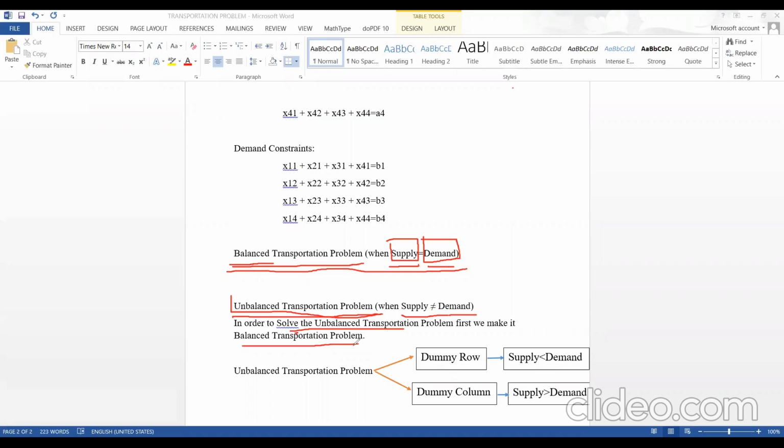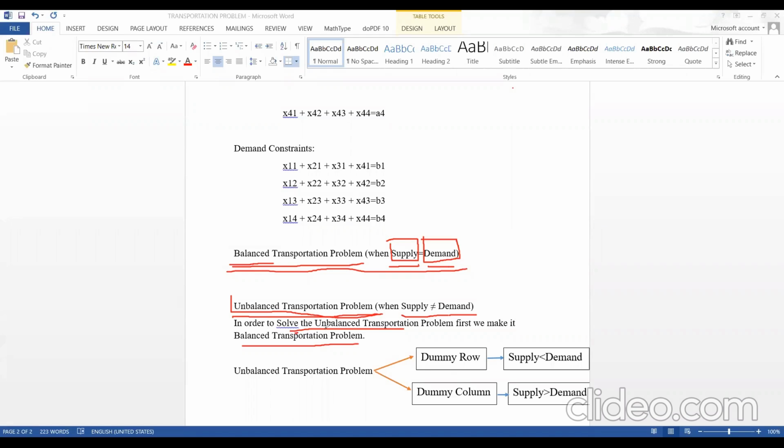If your transportation problem is unbalanced, in order to solve that transportation problem, first you need to make it balanced, and then you can apply the method which we'll discuss later on, to get the feasible solution for that transportation problem. Now, two conditions arise here. What are the two conditions? Maybe supply is more, but demand is less. The other case would be supply is less, demand is more. These are the two cases.